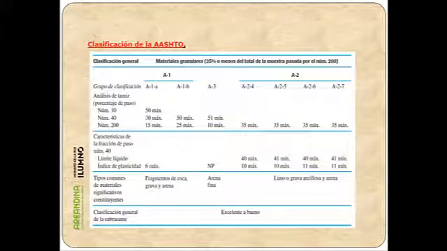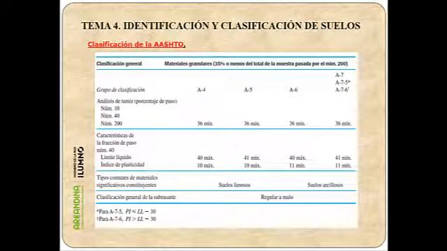Finally, the soil must be classified with AASHTO, where the percentages that pass through the sieves must be taken into account: number 10, 40, and 200.